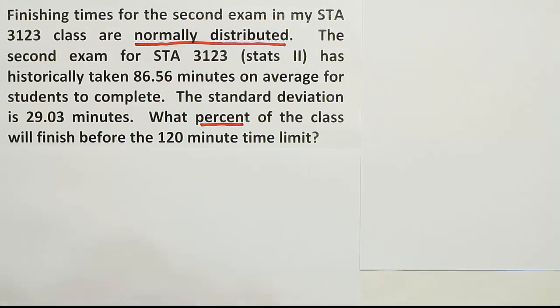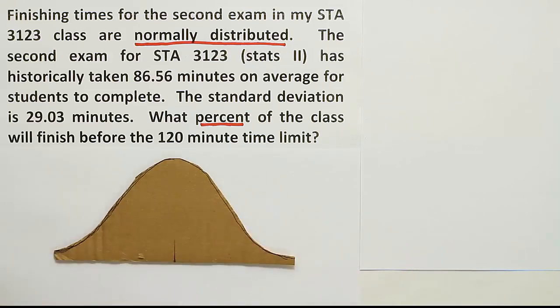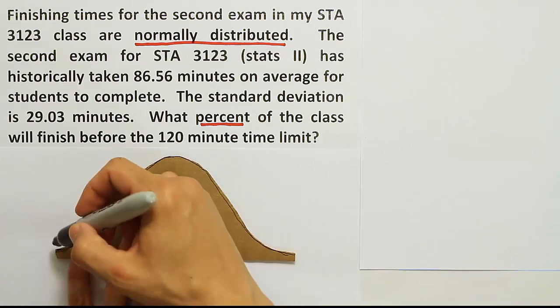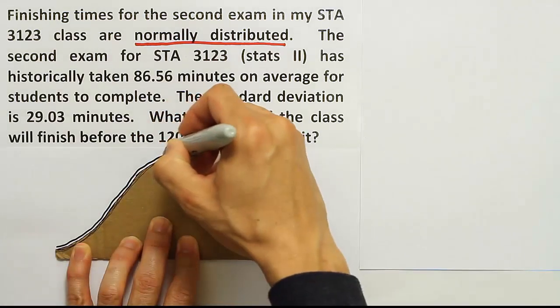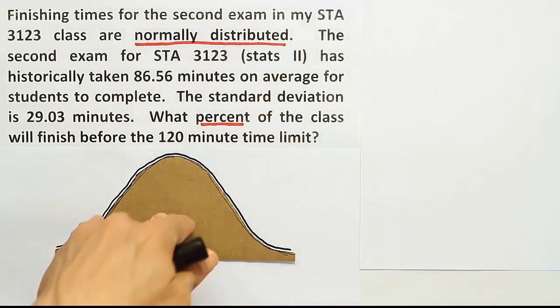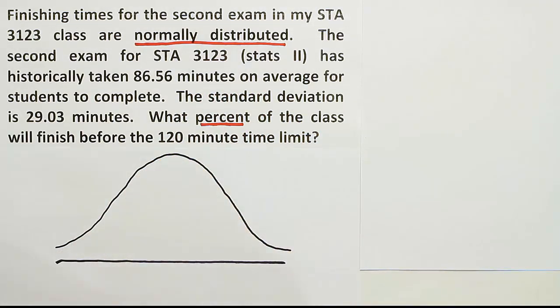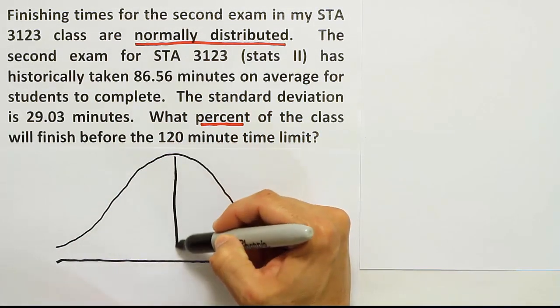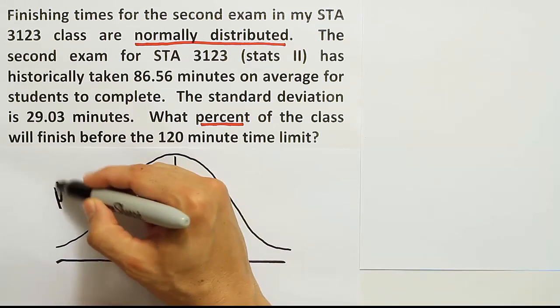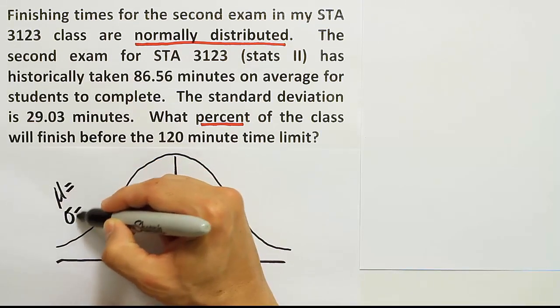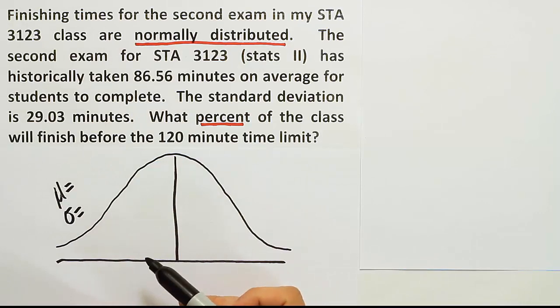So let's draw the bell curve. I'll put a little cardboard cutout of the bell curve I made here to help me do the drawing nice and neat. Okay, so once we have the bell curve drawn, we'll label the mean in the center and the standard deviation. In the problem, they mentioned this information, right?